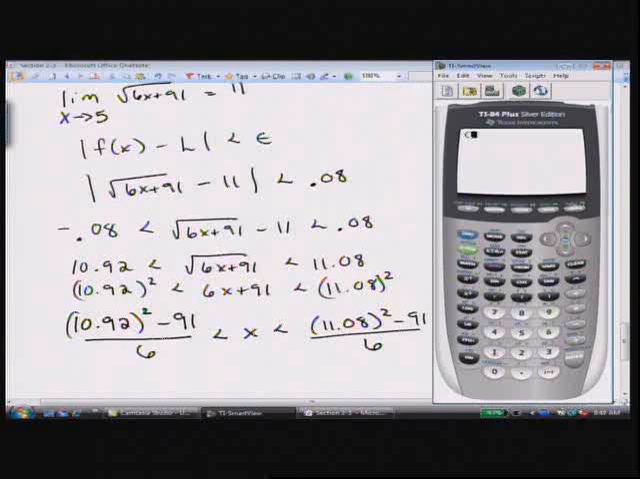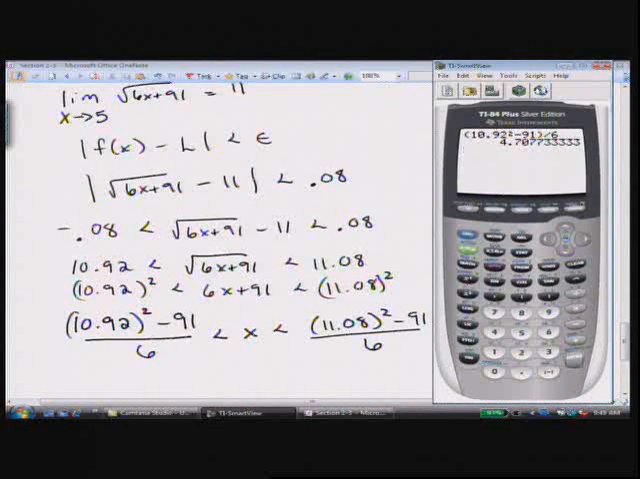So you can do parenthesis 10.92, and you don't need the parenthesis, you can just pop a squared right there, and then minus 91. Here's where you have to close the parenthesis to get your whole numerator in, and then divide it by 6. So we get 4.707.